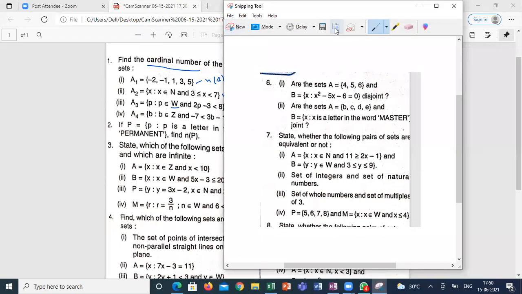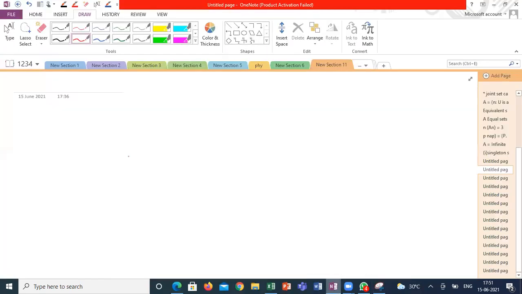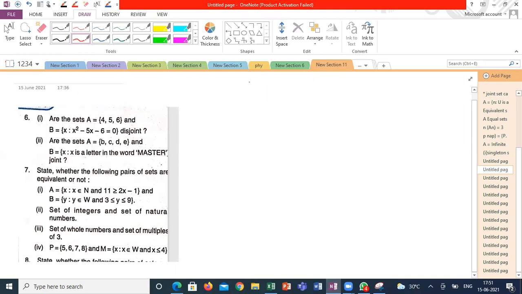Little things are missing. I will explain what is missed. If the question is not clear, I will read it. All the sets A equal to {4, 5, 6} and B equal to {x : x squared minus 5x minus 6 = 0} are disjoint. When can you call two sets disjoint? When they don't have any common element. The elements of A are 4, 5, 6. What are the elements of B? Sir, 2 and 3. Is there any common element? No, sir. No common elements.